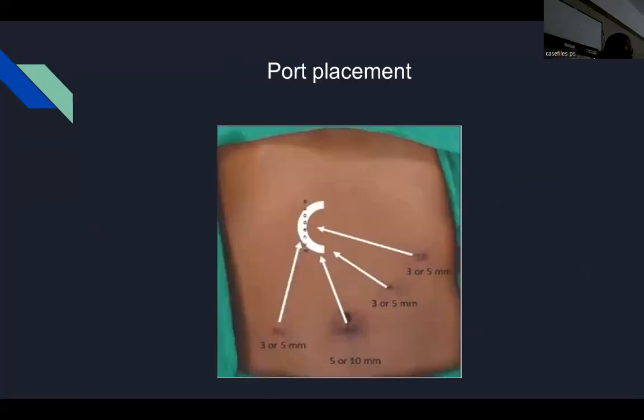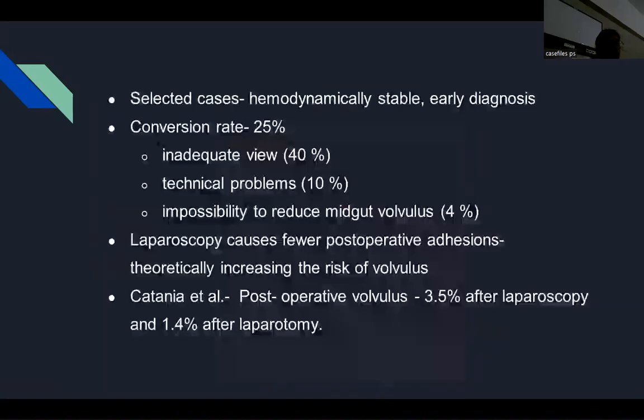So this is the normal port position for midgut volvulus, and this is the place of interest, that is the duodenum, and here we will be placing the ports to do the Ladd's procedure. Hence in patients who present with midgut volvulus, there can be difficulty in operating, and in patients who have bowel ischemia, handling of the bowel can be difficult when we are doing minimally invasive surgery. So patient selection is very important when employing laparoscopic surgery for malrotation.